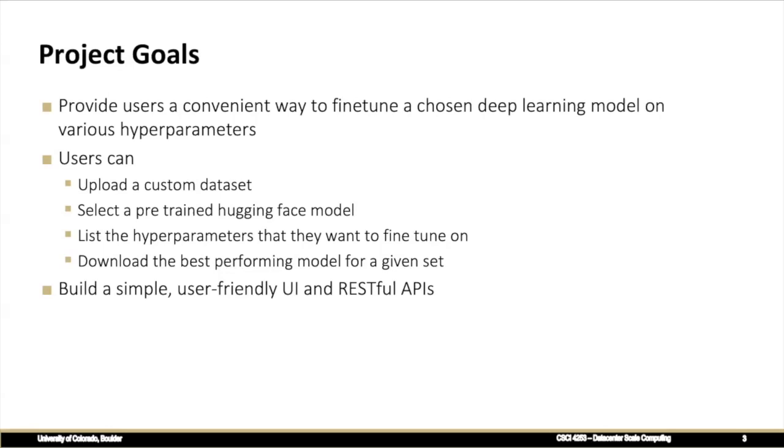We would like to provide a convenient way to fine-tune a chosen deep learning model on various hyperparameters for our users. So what do the users need to provide? They upload a custom data set, select a pre-trained language model. So we are choosing Hugging Face API for that. And they select a combination of hyperparameters that they want to fine-tune on, download the best performing model for a given set, or any model which they want to further make some ablation studies on. So we are building a simple user-friendly UI for this, and we're using RESTful APIs.